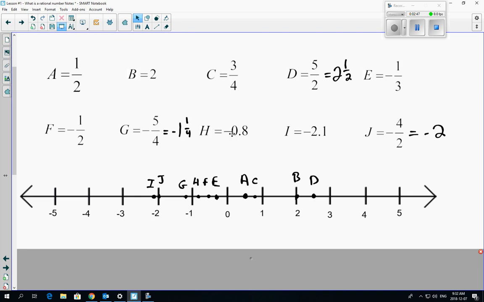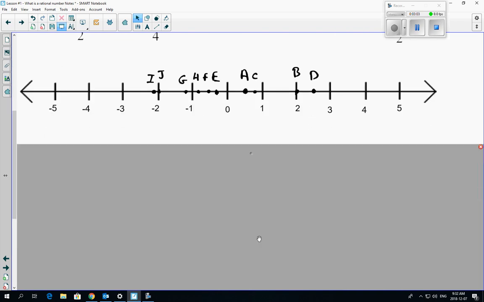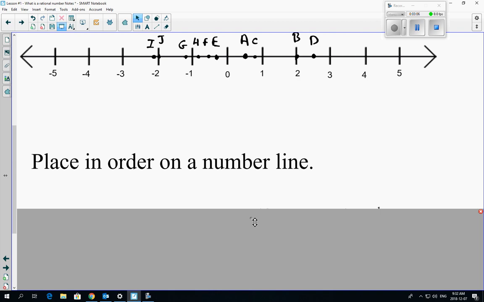H, negative 0.8. So if you're looking here, that's pretty close to negative 1. I, negative 2.1, which is just past the negative 2. Remember, going over here, numbers are smaller. J, negative 4 over 2, which is negative 2, so we can put it right on the line there. Okay. So then we have some more down here.